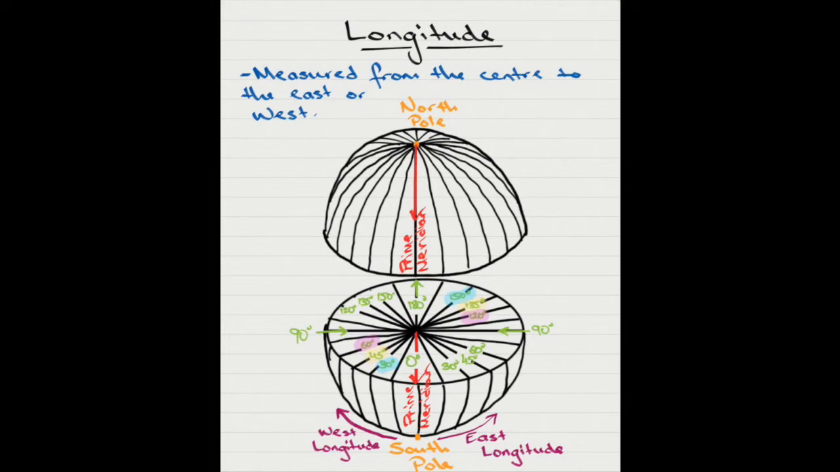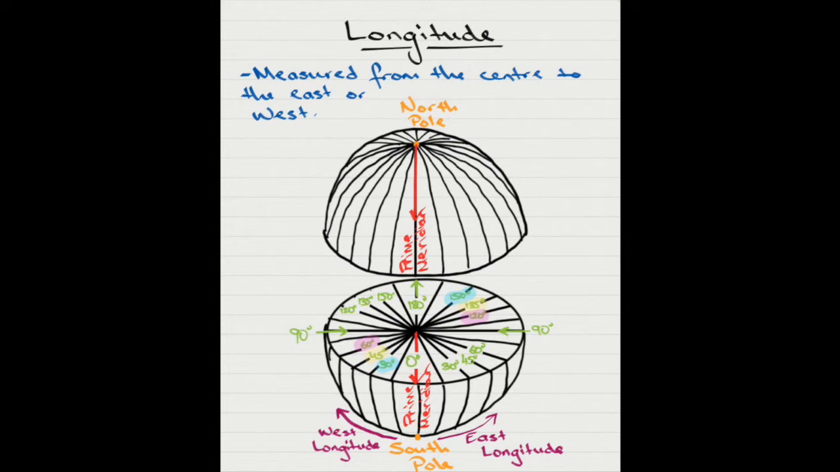In this case, we're not measuring from the equator, we're measuring from another line that represents 0 degrees, and that is called the prime meridian. That represents 0 degrees, just like how the equator represented 0 degrees with our latitude. The prime meridian is a line that goes through Greenwich in England, and we measure our degrees east or west from that line. So that represents our starting point.